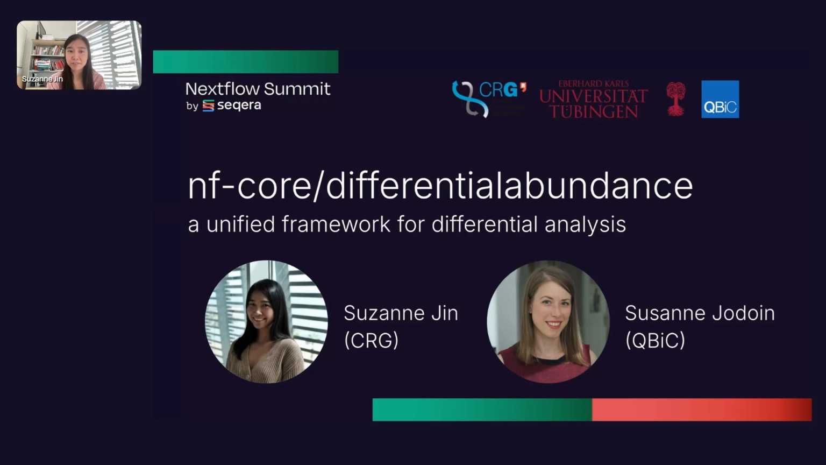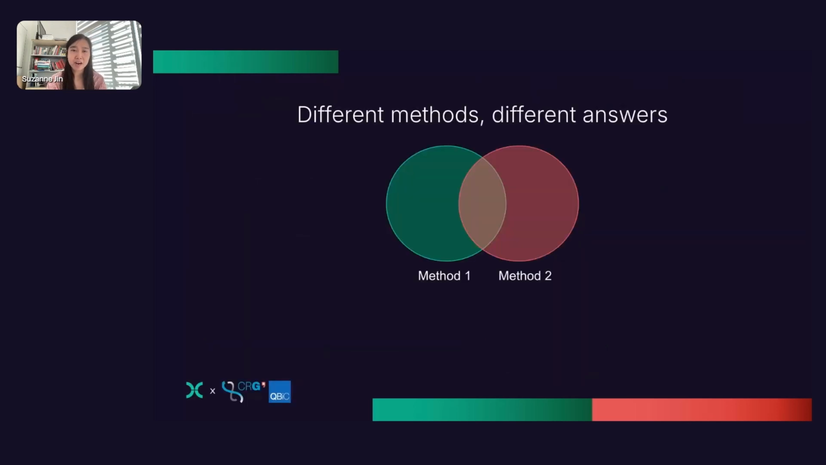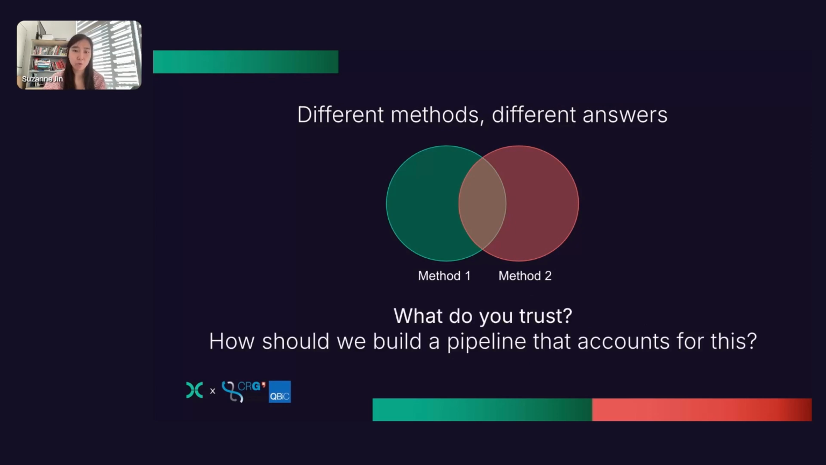Now, the talk itself is about the differential abundance pipeline, but it's also about the following question. Given the same task, there are often multiple alternative methods, and each of them may provide different answers. Then, what do you trust? And how should we account for this when building a pipeline?